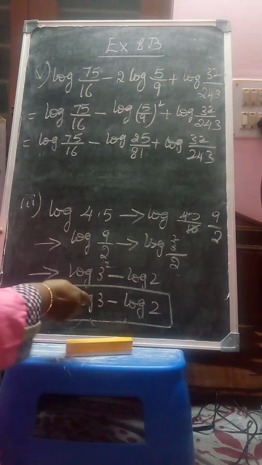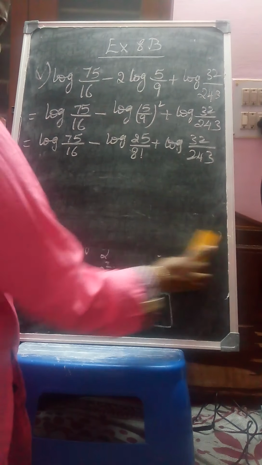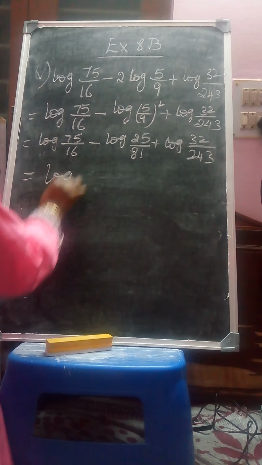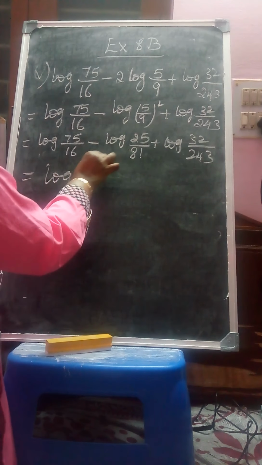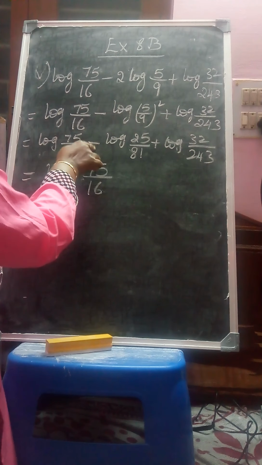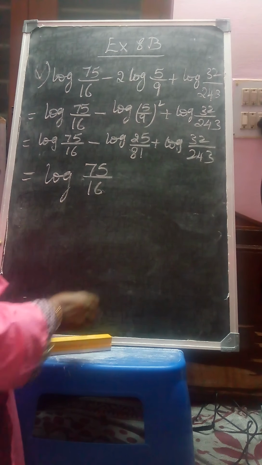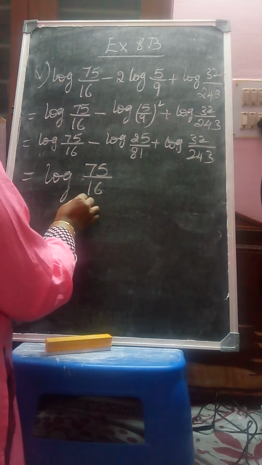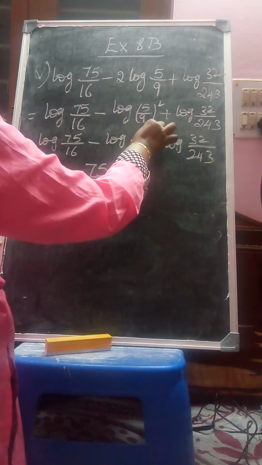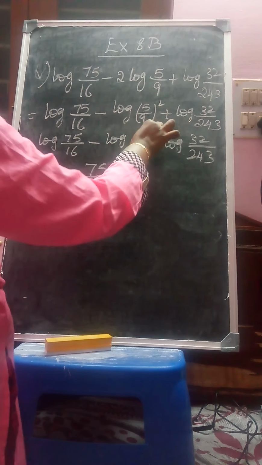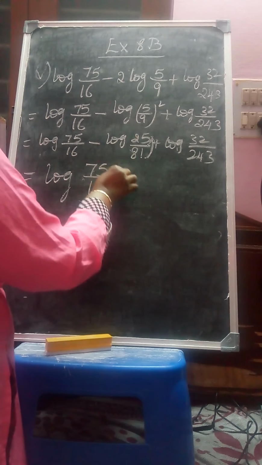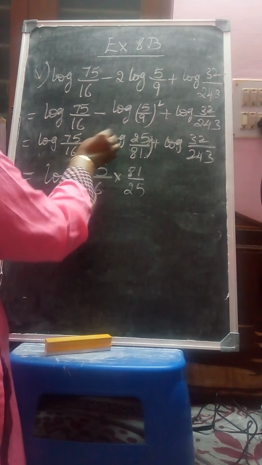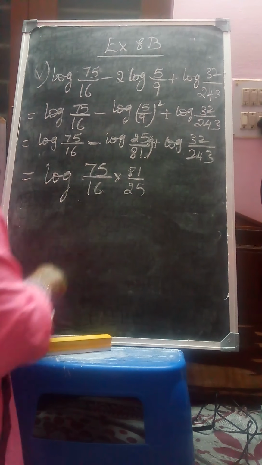You may be thinking why ma'am is keeping everything. Now we'll try and solve it in one shot. Now here I will take log 75 by 16. Now this is minus, so I can take it as the quotient law. Quotient law means this will come down. So instead of writing it down, I can take it as a reciprocal. So whenever minus is there, you can take it as a reciprocal. So this will be into 81 by 25. Remember, whenever it is minus and you have a fraction, you can take it as a reciprocal.